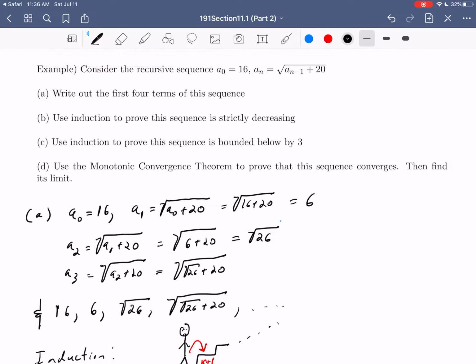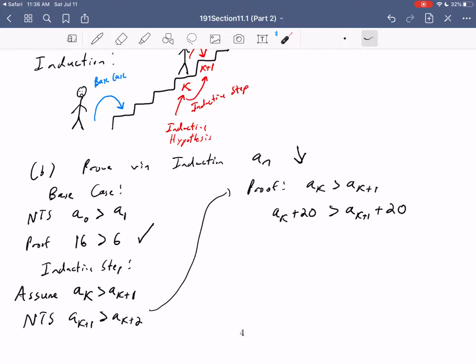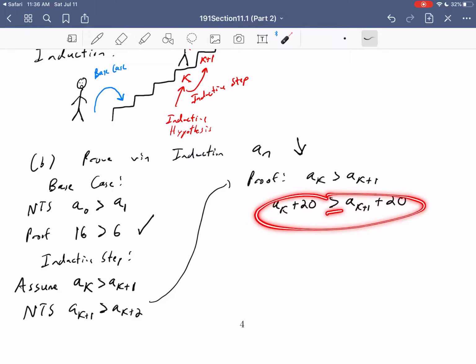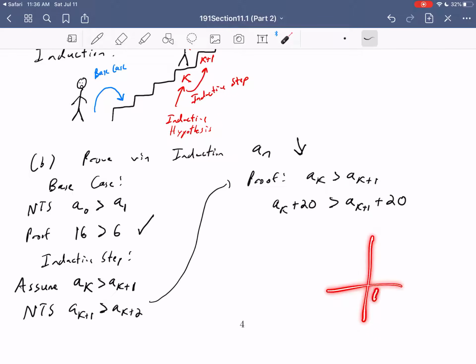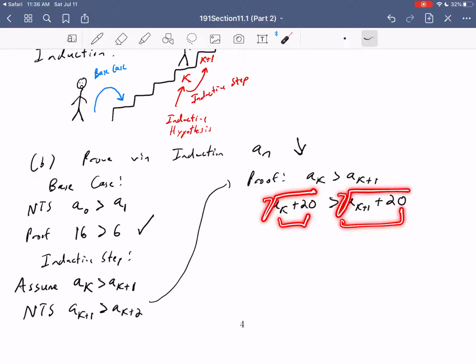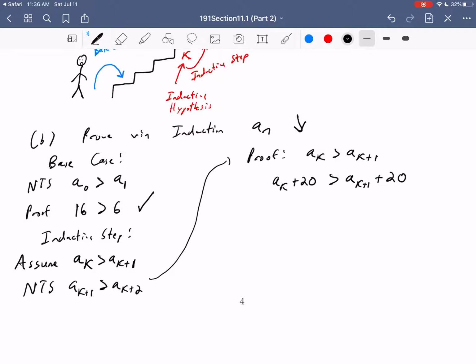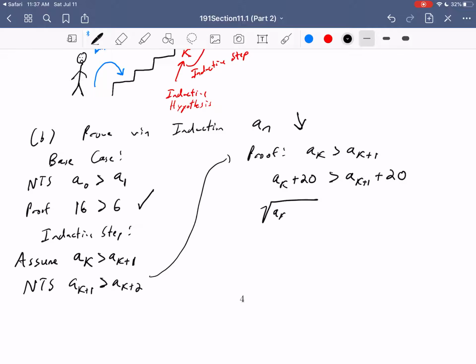Then the next thing we did, after we added 20, we applied the square root. So is square rooting both sides going to change this? Well, the square root is an increasing function, right? The square root sort of looks like that, meaning that if this is larger than this, then the square root of this is larger than this. So we can apply the square root on both sides without screwing up the direction of our inequality.